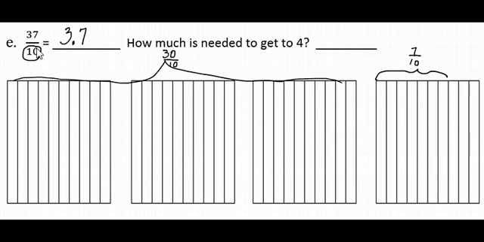I can still read this as 37/10, or I could read it as 3 and 7/10. Means the same thing. 37/10 would be 37 pieces, and each piece is a tenth. So I'll go ahead and shade in those squares to show that. And here are my 37/10, which again is the same thing as 3 wholes and 7/10.